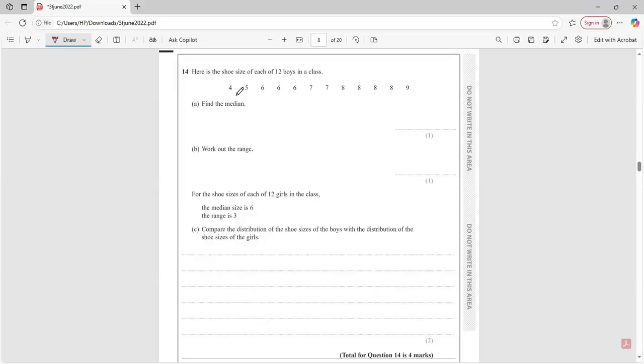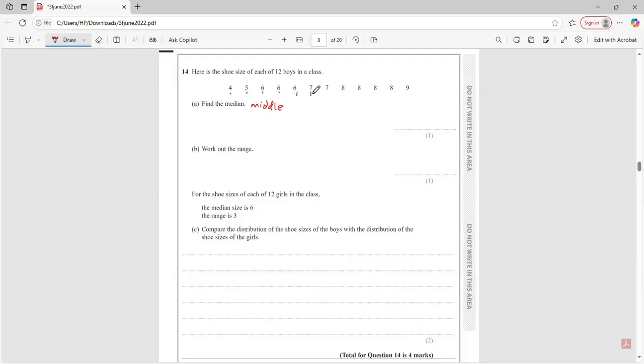They now told us to find the median. Remember, median is the middle guy, the guy in the middle after arranging it in either ascending order or descending order. In this case, it's ascending order. Since we have 12 boys, that means we're going to have two things in the middle. So let's count. 1, 2, 3, 4, 5, and 6.